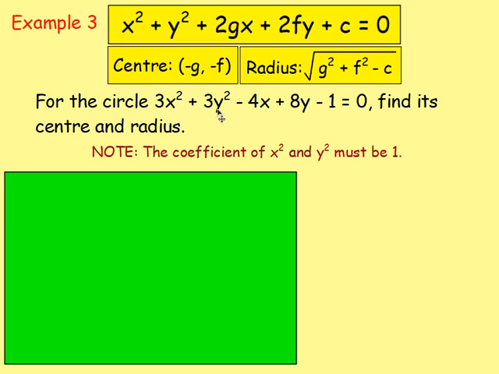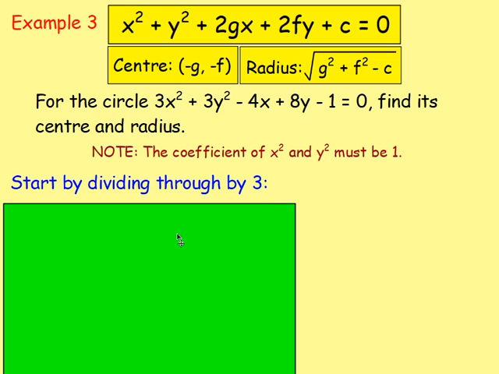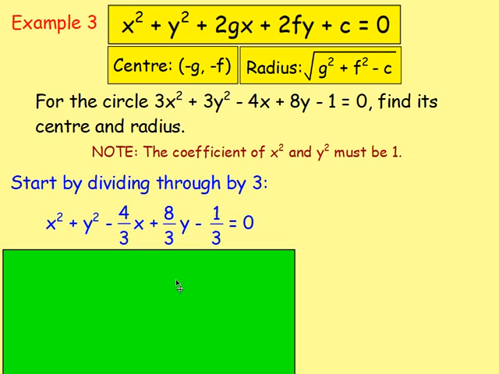Good. Divide every single term by 3. If you divide every term on the left, every term on the right, then that will remain equal. So start by dividing through by 3. If you do that, you will end up with 3x squared divided by 3, which is x squared. 3y squared divided by 3, which is y squared. Negative 4x divided by 3, which is negative 4 thirds of x. 8y divided by 3, which is 8 thirds of y. And the negative 1 divided by 3 is negative 1 over 3. 0 divided by 3 is still 0. From there then, we have it in that form.